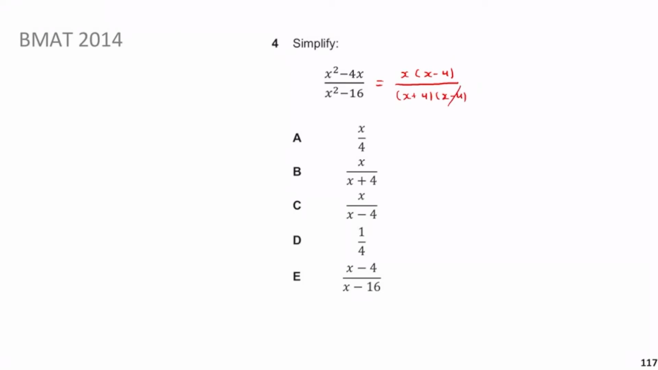And obviously the x minus 4s cancel out, so you're just left with x over x plus 4, and therefore that should give you B as the correct answer.